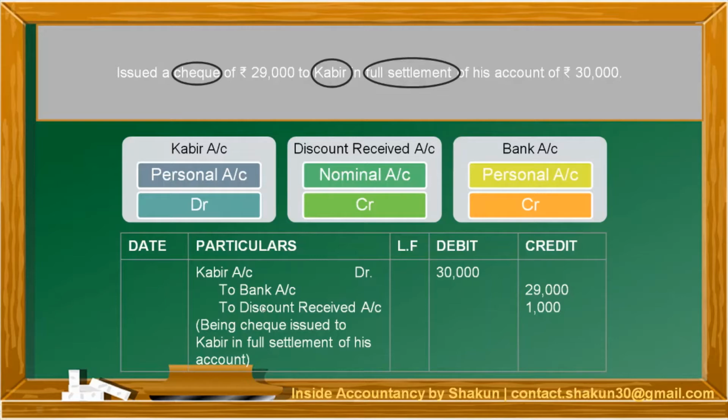As far as the proper treatment, the logic is concerned, discount received is an income, therefore it is credited. Bank is the giver, therefore it is credited. Kabir is the receiver, therefore it is debited.